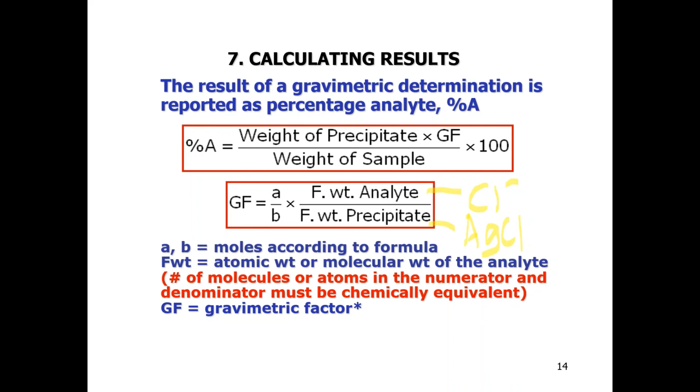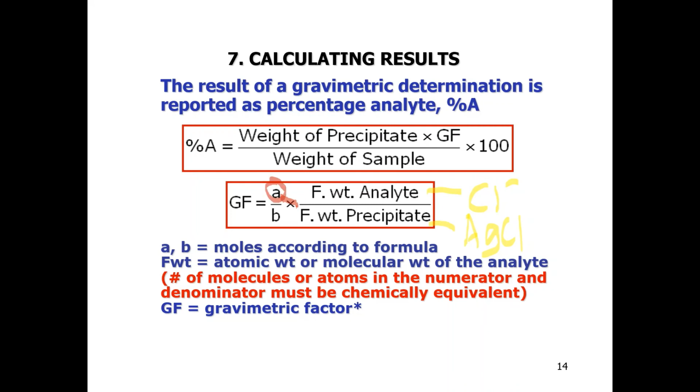So can you give me the formula weight of chloride? Yes, 35.5. For AgCl, it is 35.5 plus the weight of Ag. So that is the formula weight of the precipitate. Now what is A over B? If you look over, how do we do it? We cross it. I'll change the color. We cross it.